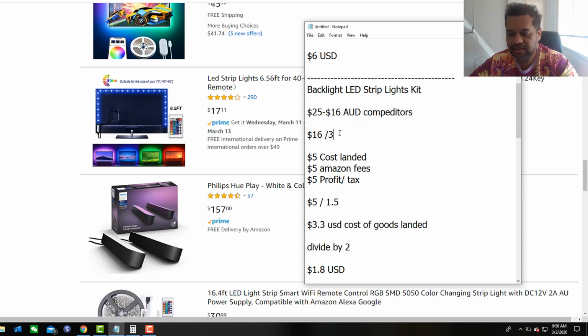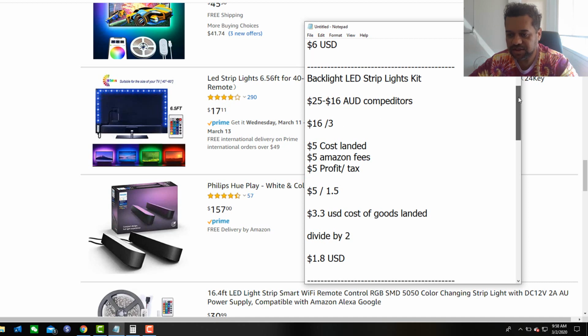If we go on the low end, we're doing our cost evaluation, our goods are landed. So basically you get $16 AUD, you divide it by 3, so it's like $5. Our cost of goods landed needs to be $5 Australian, then you divide that by 1.5, so basically you're going to get it at $3.30 cost of goods landed. That's the real cost. That's if you sell it on the low end, okay? So there is wiggle room.